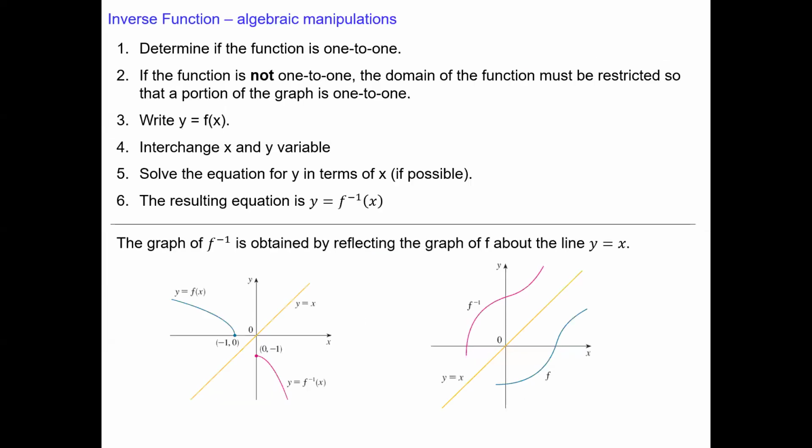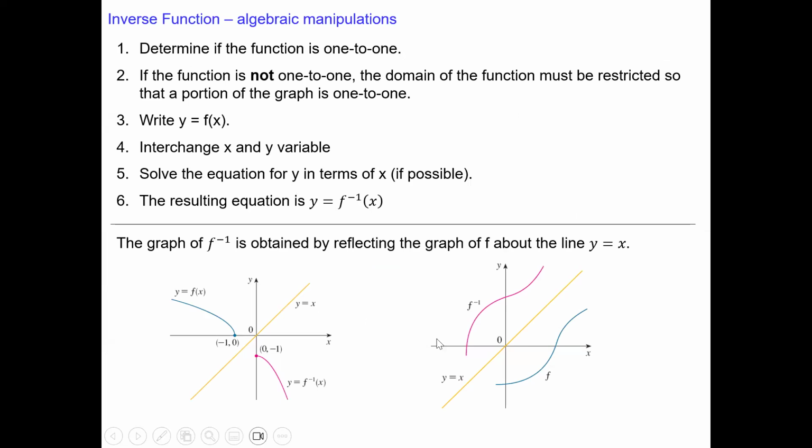Okay, now the guidelines, how we can find an inverse function. First of all, we have to determine if the function is one-to-one. If it's not, we will restrict the domain. Then we will write an equation, interchange x and y, domain and range, solve for the new y in terms of x, and the resulting y is the inverse.